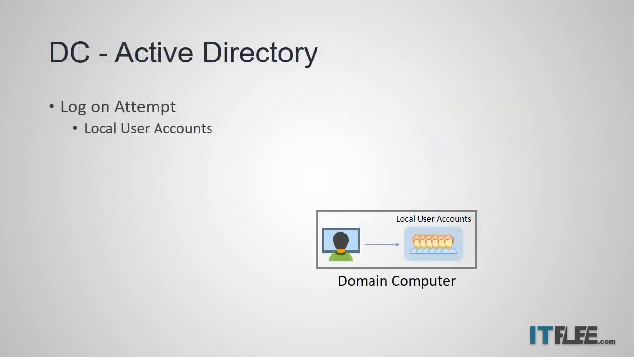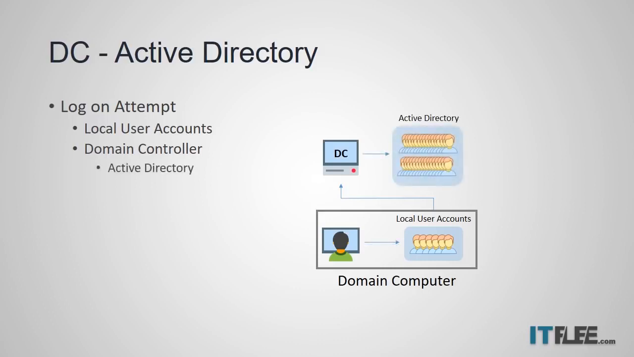When a user attempts to log into a domain computer, that is any computer that is joined to a Windows domain, the computer first looks for a matching local user account that resides on the computer itself. If it does not find one, then it reaches out to its domain controller and attempts to find a domain user account that is stored in the directory service Active Directory.